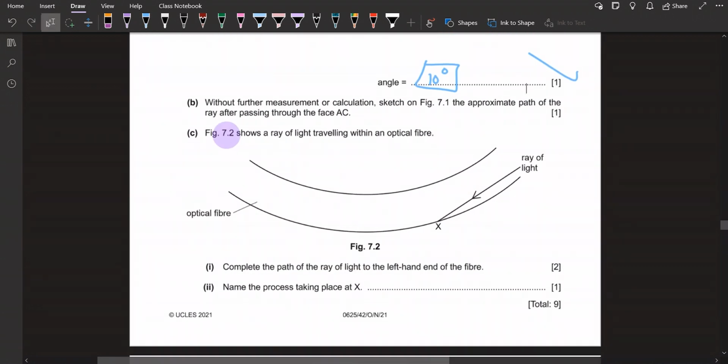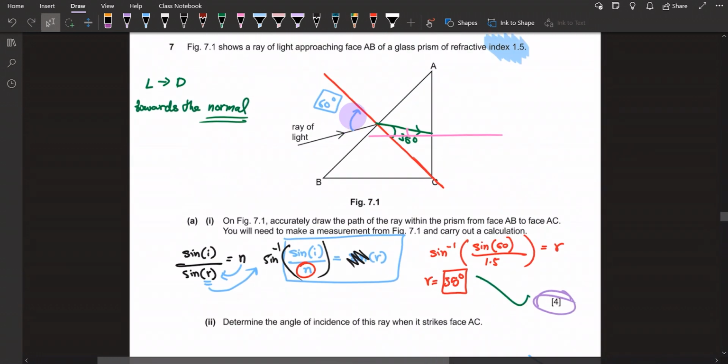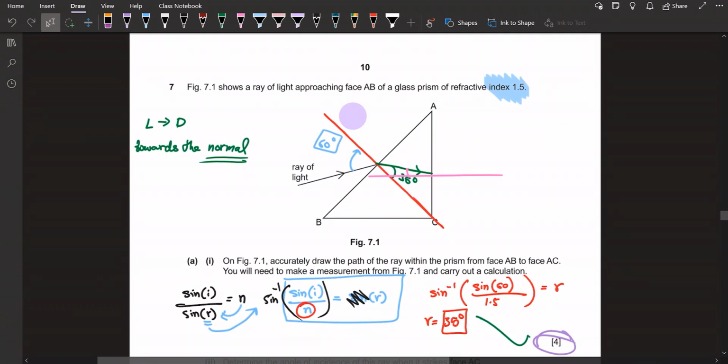Part B says without further measurements or calculations, sketch on figure 7.1 the approximate path of the ray after passing through face AC. So after passing through AC, as it's going from dense to less dense, it's going to go away from the normal. So it's going to be like this. This should be 35 plus degrees, and this is going to be our path of the ray.